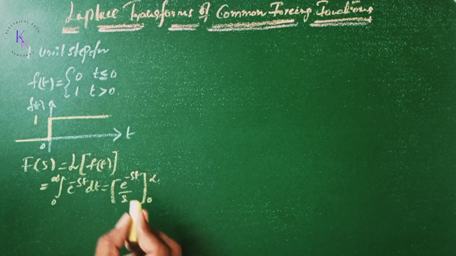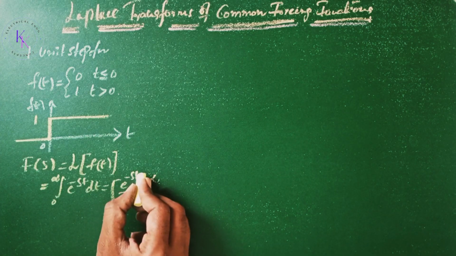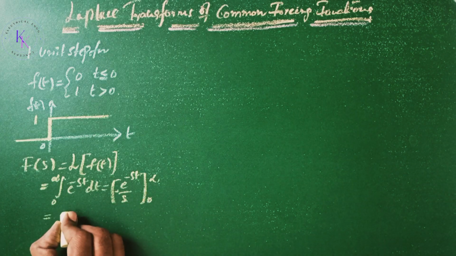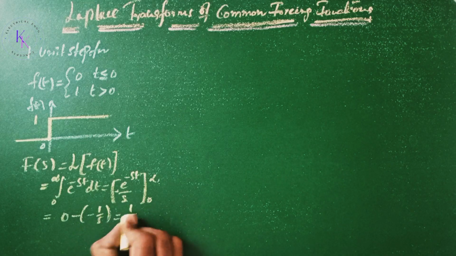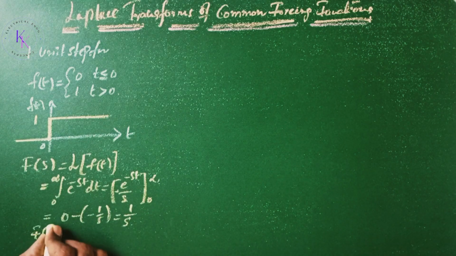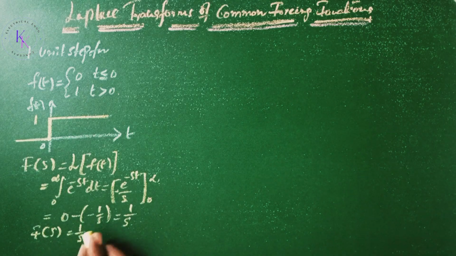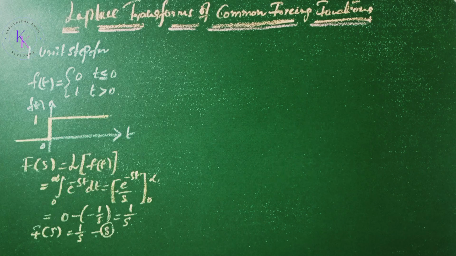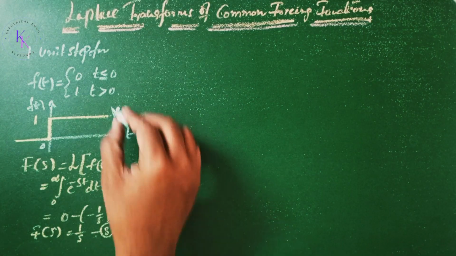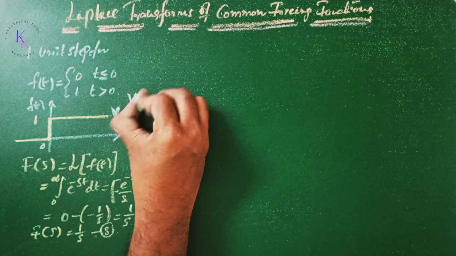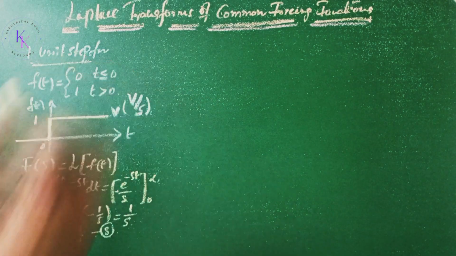For infinity, e power minus st is 0, and for 0, e power minus st is 1. So now substitute these values: 0 minus of minus 1 by s, which equals 1 by s. So F of s equals 1 by s. Let it be equation 8. The unit step function in an electrical circuit represents the closing of a switch applying a constant voltage V to the circuit. Then the Laplace transform for this will be V by s.